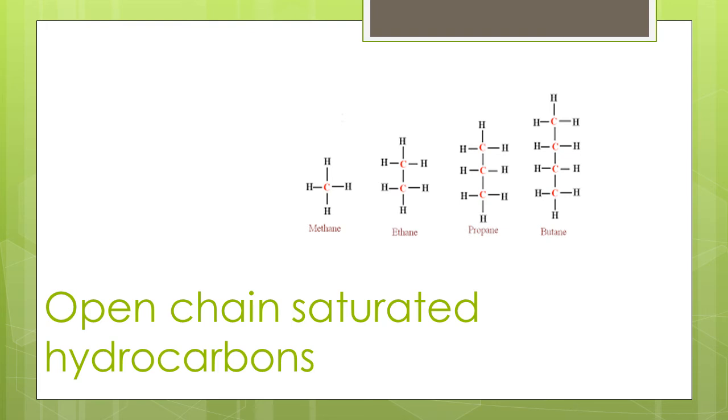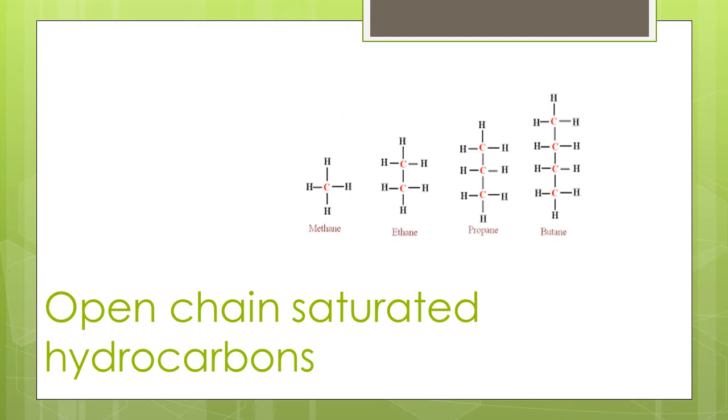By this time, all of you know what hydrocarbons are: compounds which contain atoms of only carbon and hydrogen. They are broadly classified as open-chained and closed-chained hydrocarbons. Open-chained hydrocarbons are further divided into two groups, saturated and unsaturated hydrocarbons. Today we will talk more about open-chained saturated hydrocarbons.